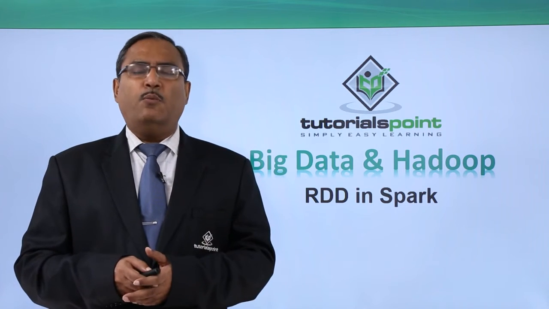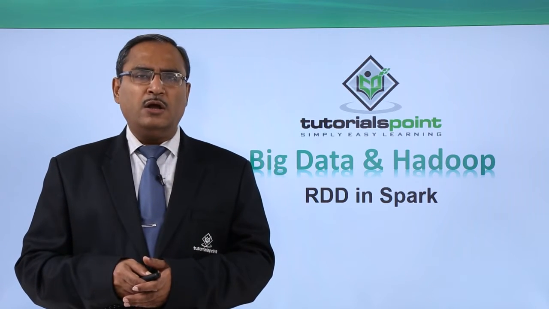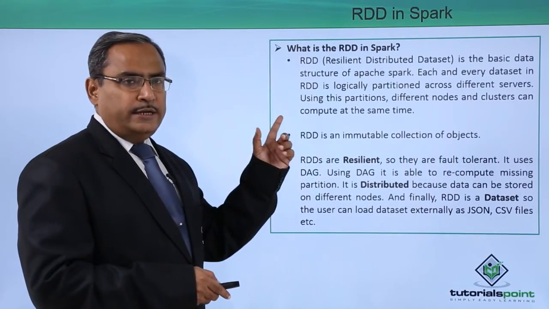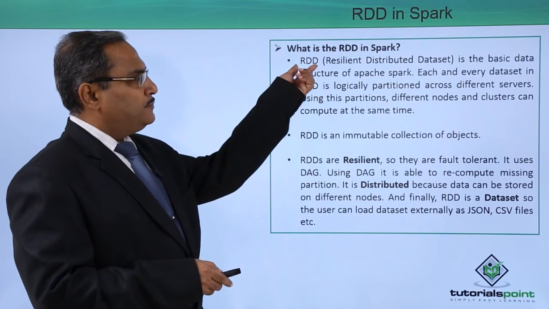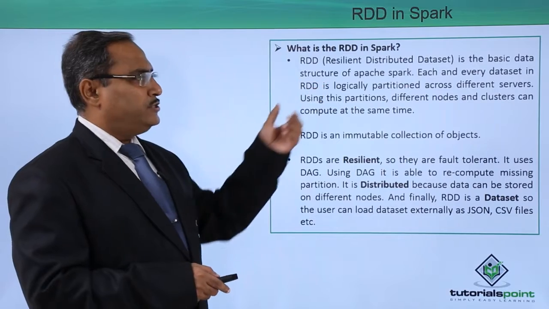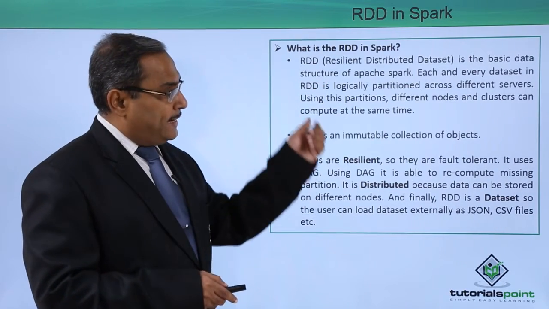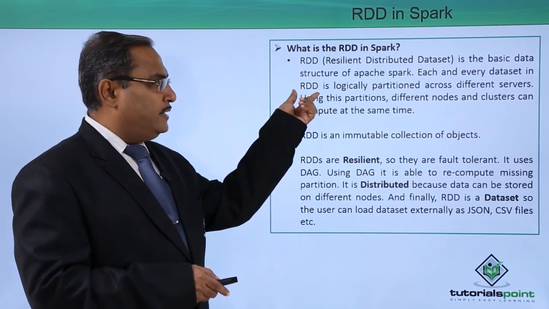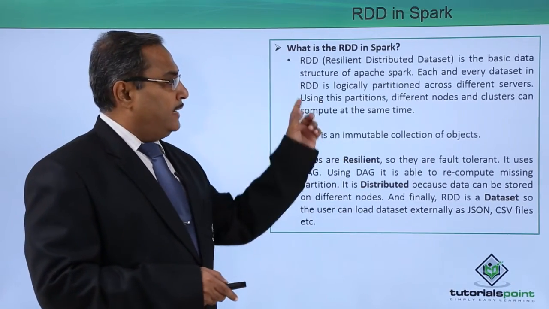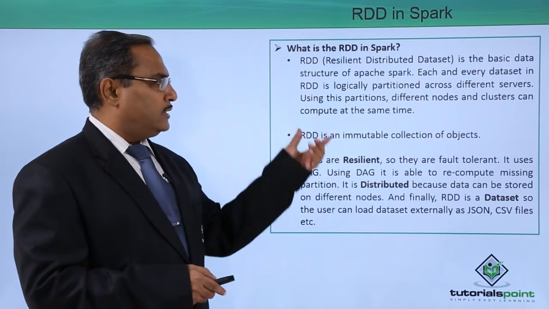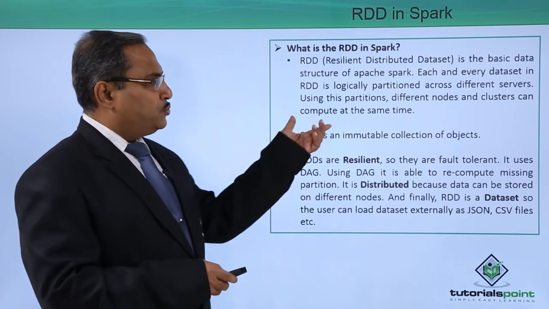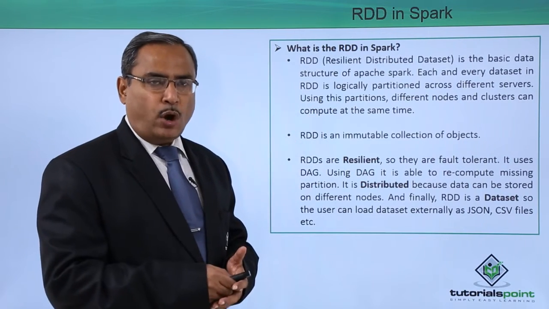So let us go for more discussion of RDD in Spark with one diagram and explanation. So what is RDD in Spark? RDD stands for Resilient Distributed Dataset. It is a basic data structure of Apache Spark, and each and every dataset in an RDD is logically partitioned across different servers, and using these partitions, different nodes and clusters can do the computation in parallel at the same time, and that's why RDD is faster in operations.